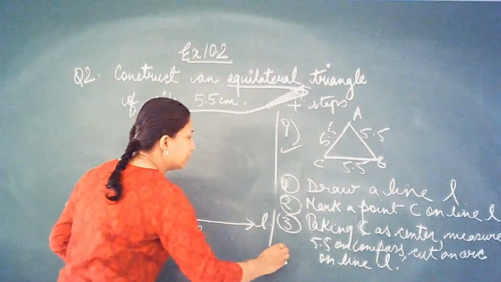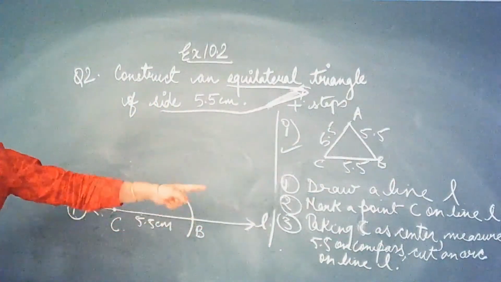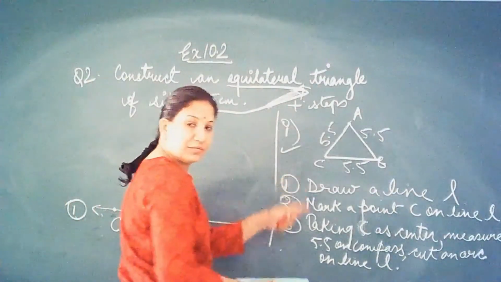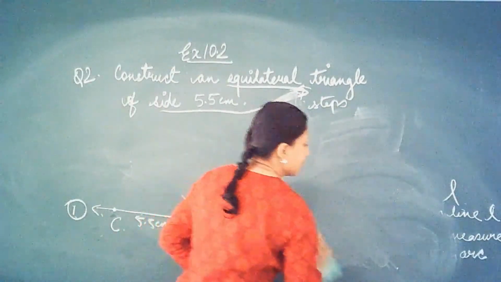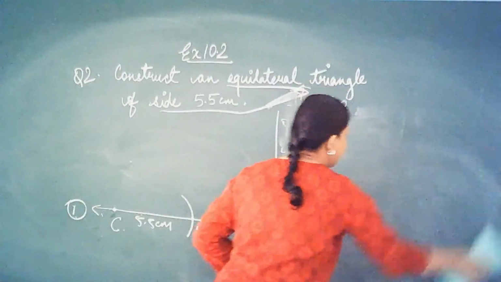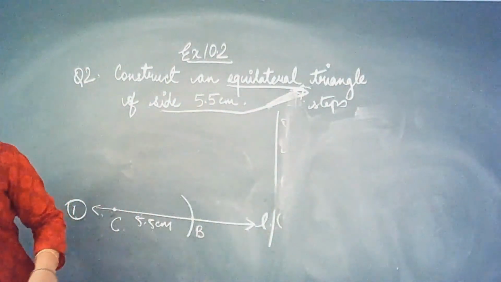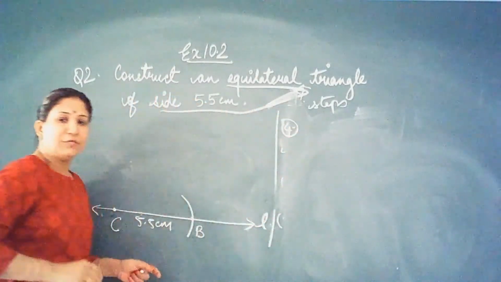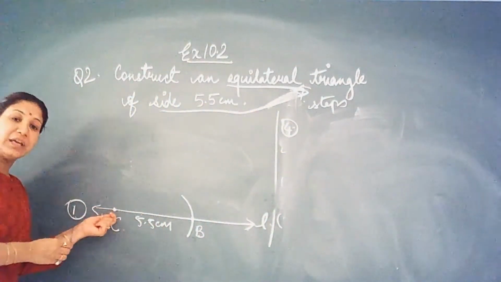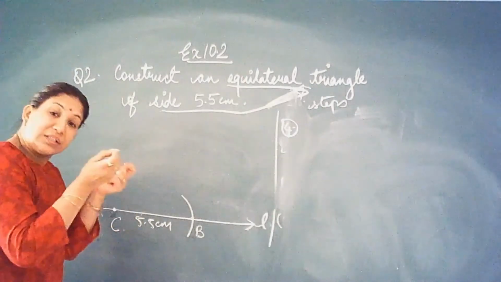Again, the fourth and the fifth step. Please copy the solution from here. These lines, pause the video and write. I will rub. From next time, I will write the steps of instructions and share them with you. Third point was taking C as center. Now the fourth point. Here again, taking C as center with the same radius.